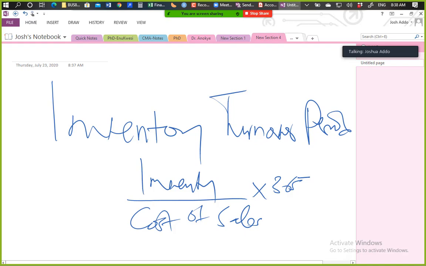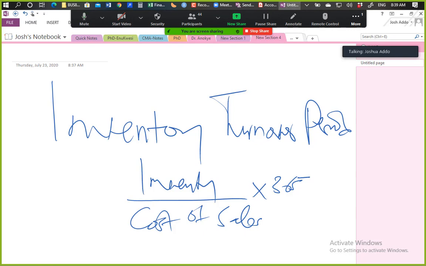365, so that we will know that, on average, inventory stays in our warehouse. Inventory is held, so it is also called the inventory holding period. Inventory is held for this number of days before it goes out, before people come to buy. So this is the formula.